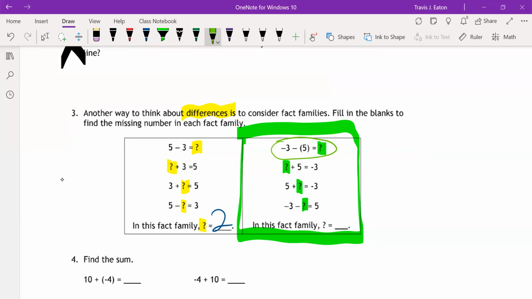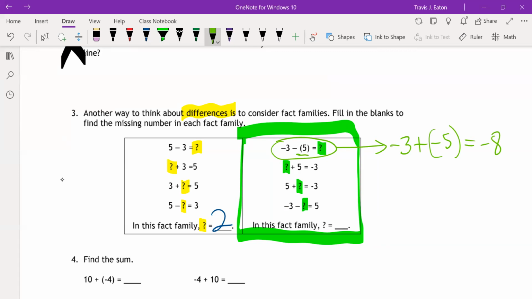Now remember what subtraction is. Subtracting a number is the same thing as adding its opposite. So let's take this one over here. We're going to leave that first number exactly the same. Never change the first number. Subtracting is adding the opposite, so we're going to add now. But what is the opposite of 5? -5. And what is -3 plus -5? I've got 3 negatives plus 5 negatives. I've got a total of 8 negatives, -8.